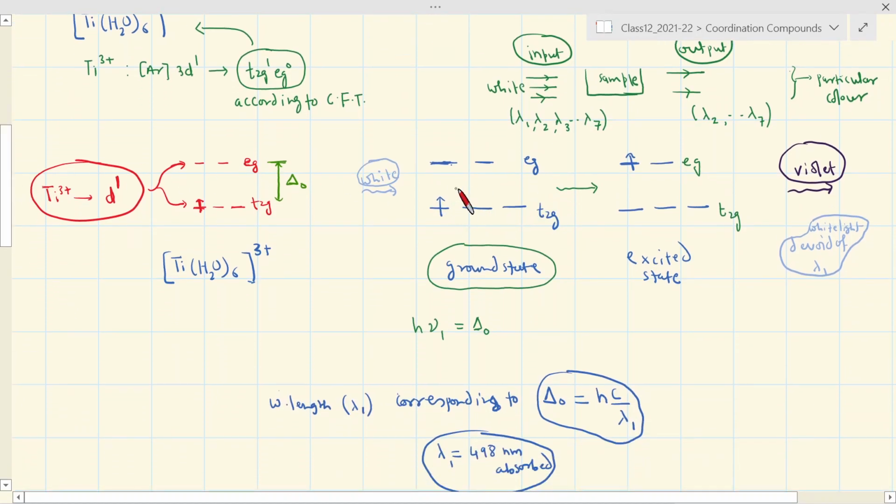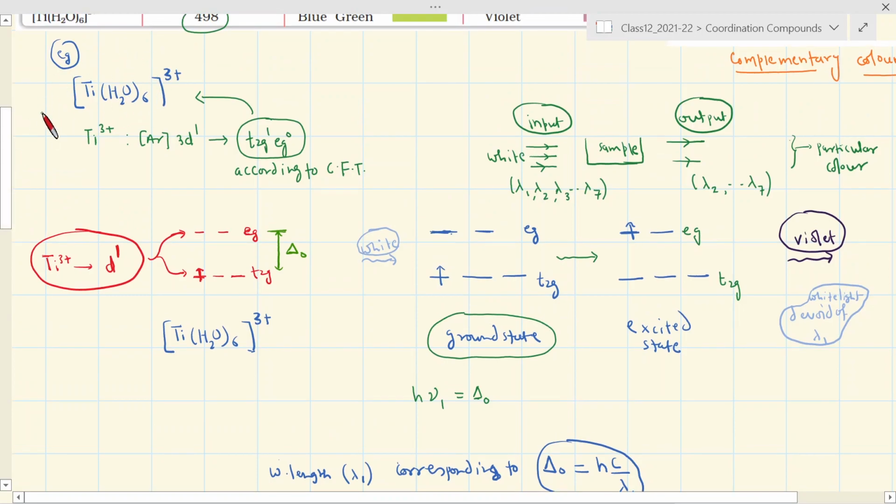So the wavelength that is being absorbed here by the electron in the ground state of this titanium corresponds to 498 nanometer, and this takes the electron to the higher energy state. Now what has happened is, when we are shining the white light, the remaining wavelengths which are not absorbed together give us an impression of violet color. So that means this complex compound in the solution gives the violet color.